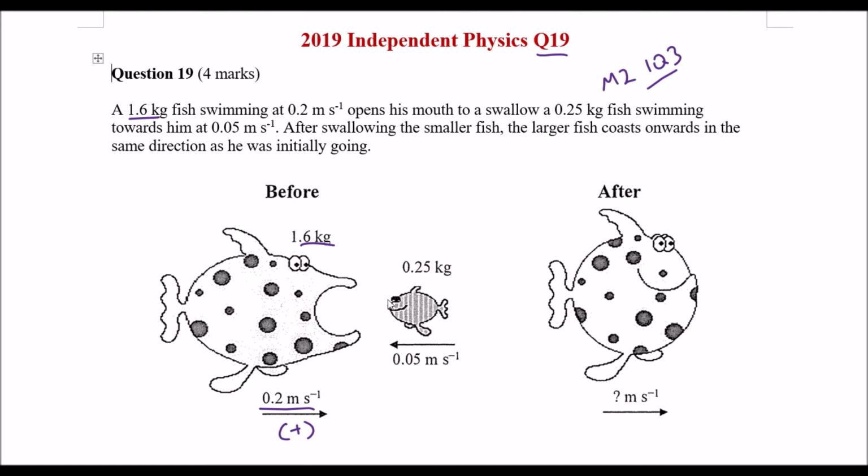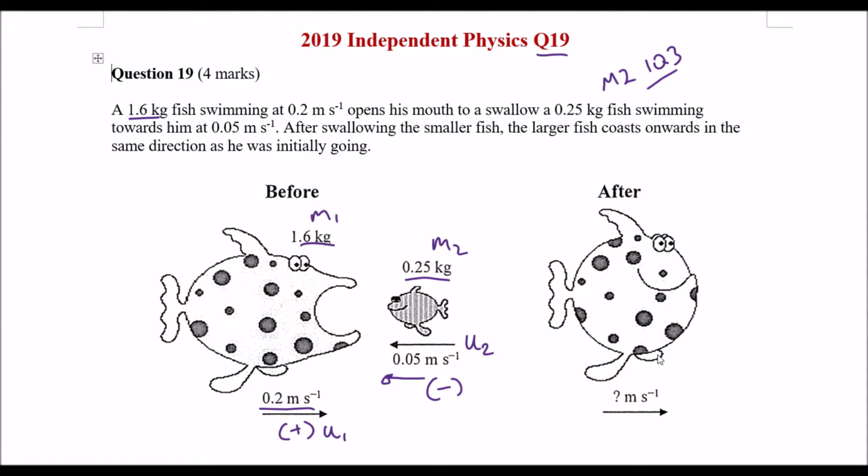It appears to collide with a smaller fish of this particular mass. So we'll call this mass 1, call this initial velocity 1. This is mass 2, and then it's going in this direction. We're going to call it velocity 2, but because it's going in the opposite direction, we have to make this a negative value when they are moving like so.